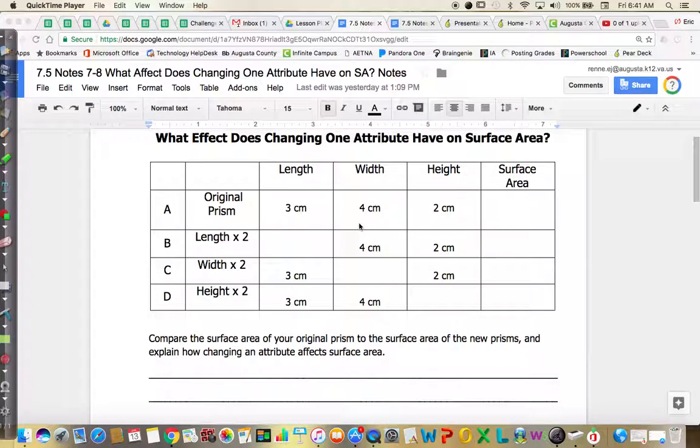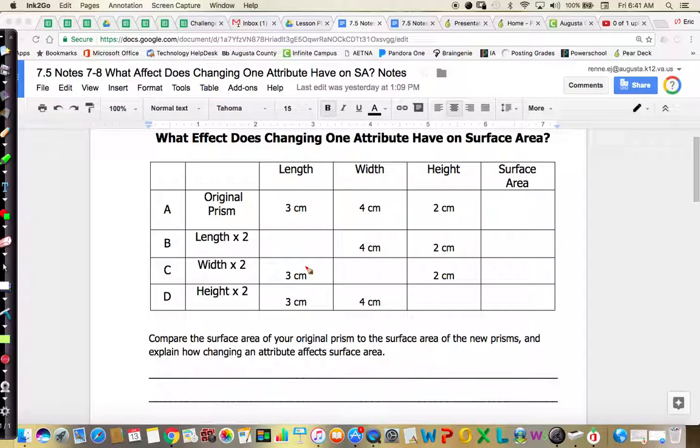Okay, welcome to my video on the effect that changing one attribute has on surface area. Now, previously in this unit, we looked at what effect it has on volume. And in this first example, we're going to be doubling and seeing what happens to the surface area.